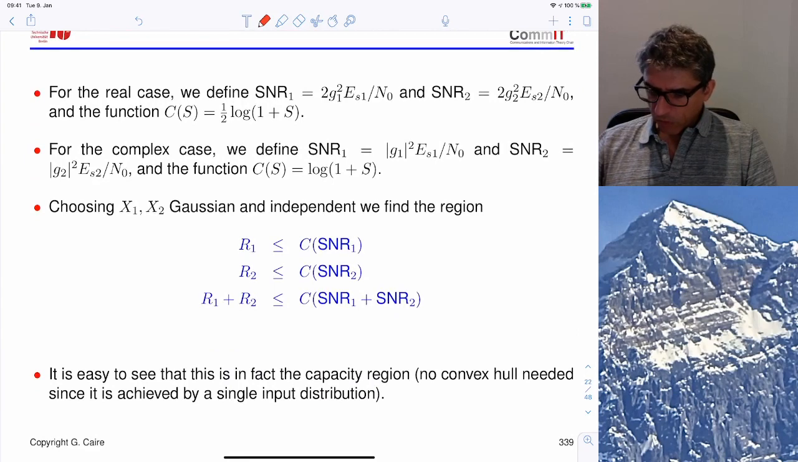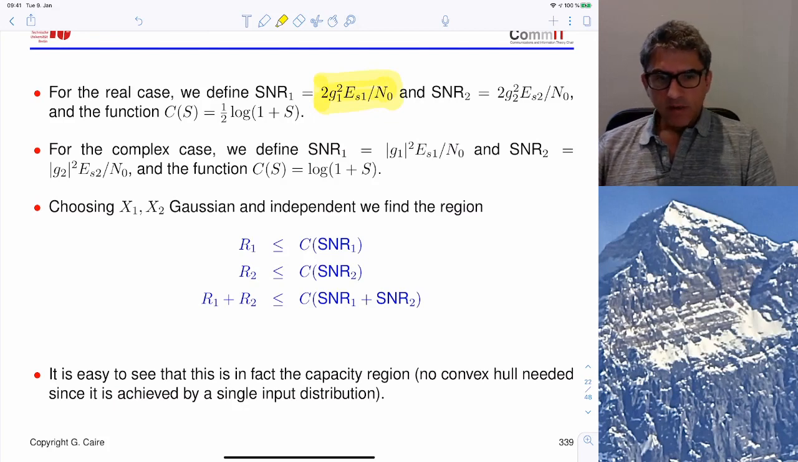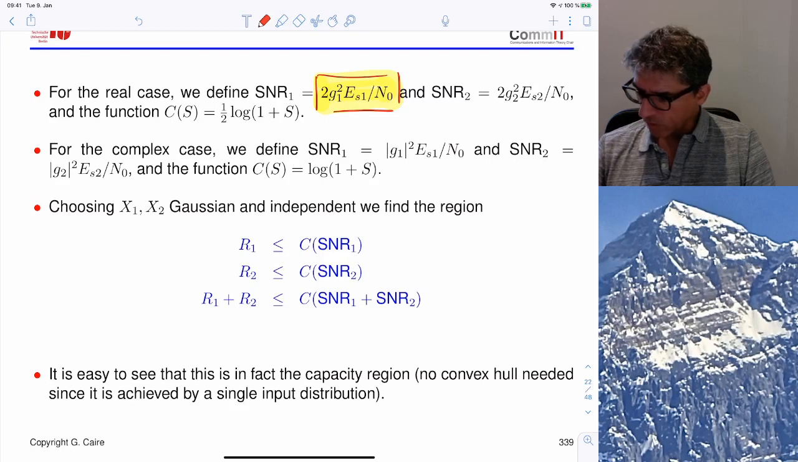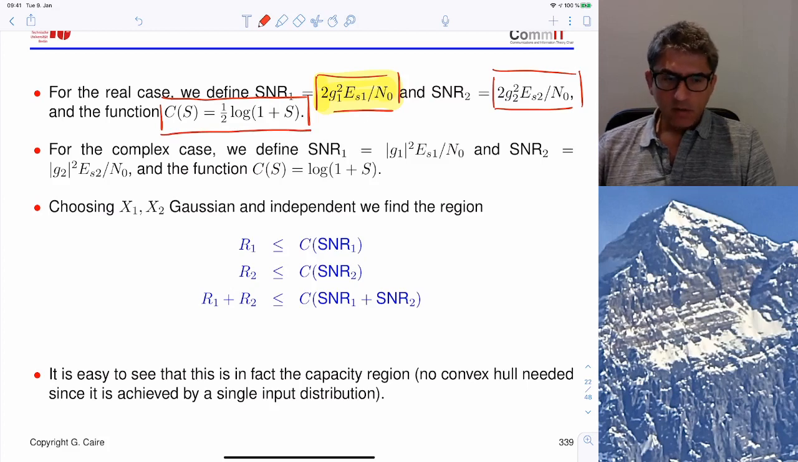So for the real case, we define the received SNR levels, which are essentially the signal energy per symbol at the receiver, so it's G1 squared times E_S1 divided by the noise variance, which is N0/2. So we have these expressions, and for user 2 we have a similar expression. And we define the function C(S) as 1/2 log(1+S). This is the capacity of the single user Gaussian channel with the SNR equal to S.